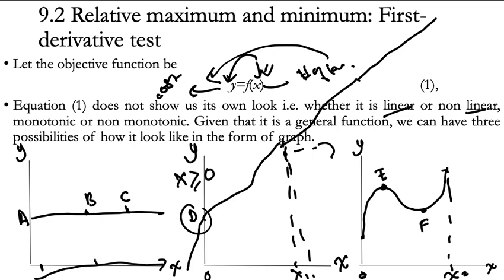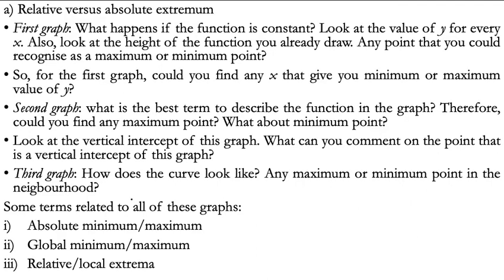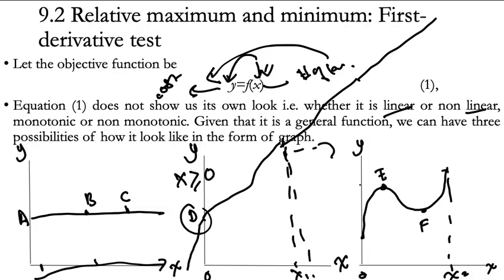Okay, so here, after looking at these three graphs, you can see that there are some terms related to all of these three graphs. Number one is absolute minimum or maximum. Number two is global minimum or maximum. Number three is relative or local extrema. So what we have seen in graph number 3 here, let's say F here, is relative minimum, or local minimum, because it is within the certain specified domain given.